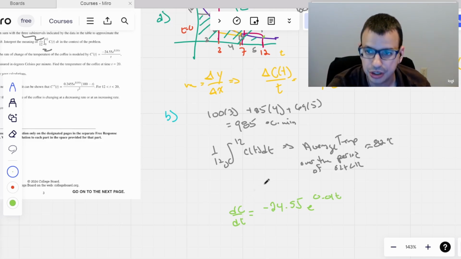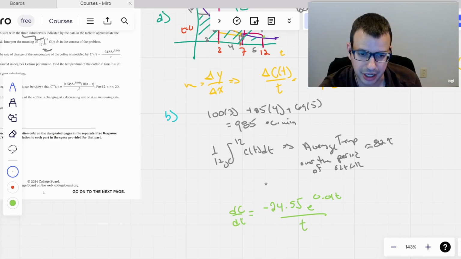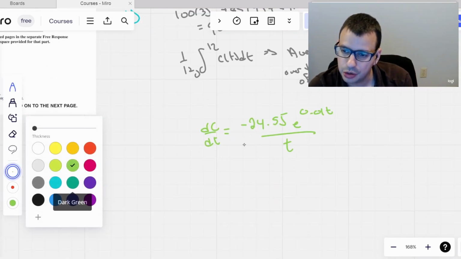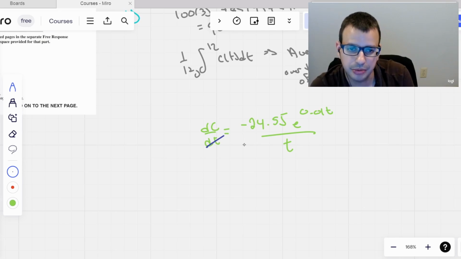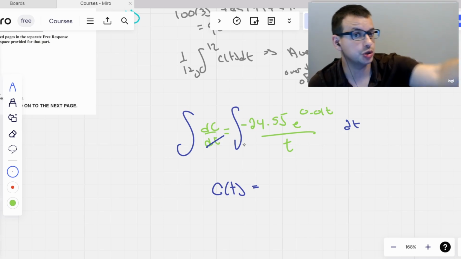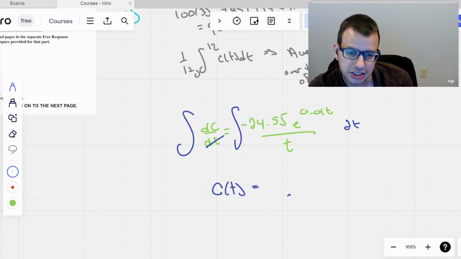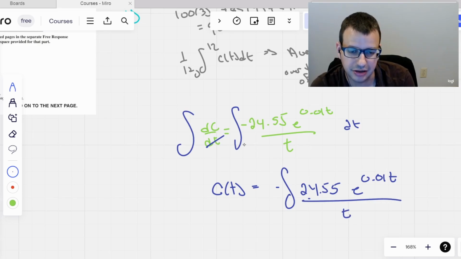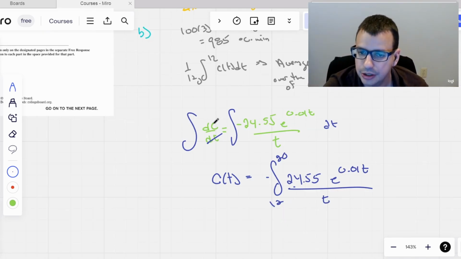All over t. I know handwriting is terrible, I apologize. So what we're going to do is take the integral of both sides. So C is a function of t, and this is only going to be between 12 and 20. It's the negative integral of 24.55 e to the 0.01t all over t. This will be from 12 to 20.